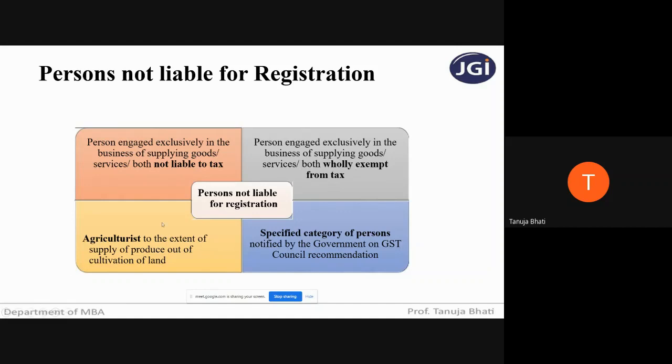Next, agriculturists, to the extent of supply of produce out of cultivation of land. Any person who is an agriculturist and is supplying the goods that are coming out of cultivation of land. When he does agriculture on his land, and whatever crops or goods he receives out of that cultivation and sells, then he is not liable for registration under GST.